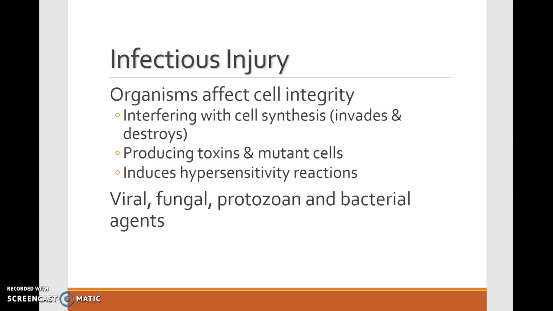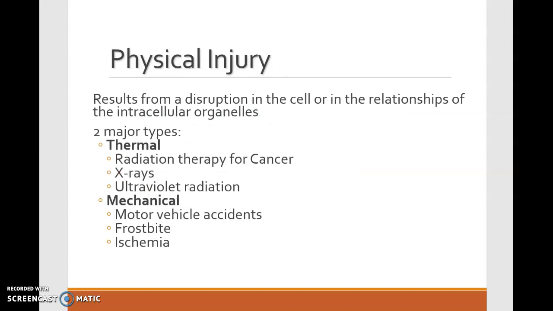Infectious injury. This is injury to the cell integrity because of toxins and outside agents that then cause reactions to the cell. Viral, fungal, protozoan, bacterial agents, right? We're always at risk for infectious injury. Physical injury is exactly what it sounds like. You're actually physically injuring the cell or the intracellular organelles.